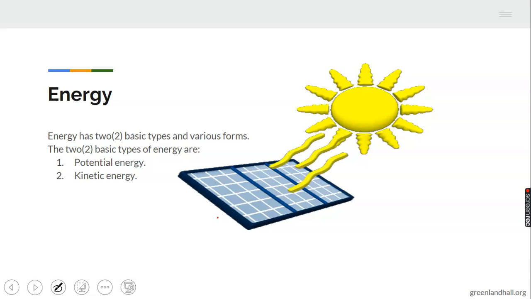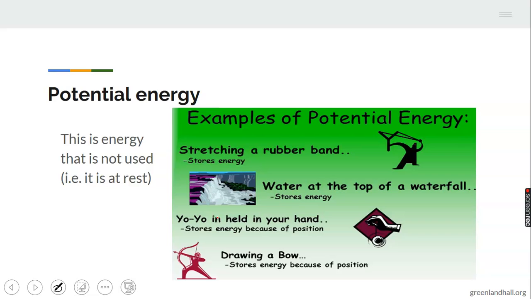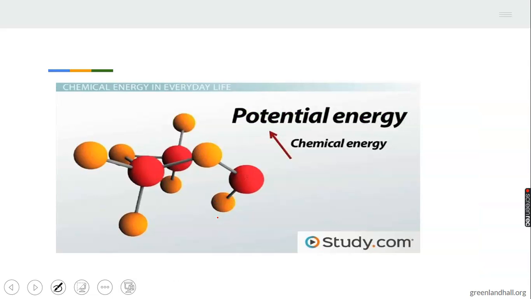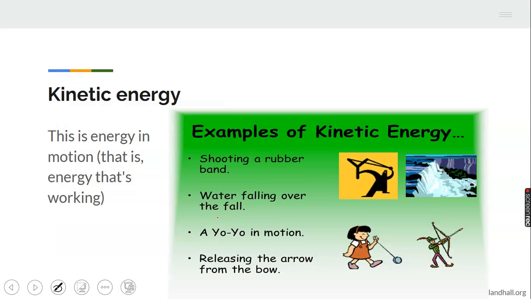Potential energy can do work but is not doing it. That's potential, the energy at rest, while kinetic energy is the energy at work. This one is working. That's kinetic energy. Potential energy is energy at rest. We saw some examples of potential energy, energy that is not used. Then kinetic energy, energy that is used.